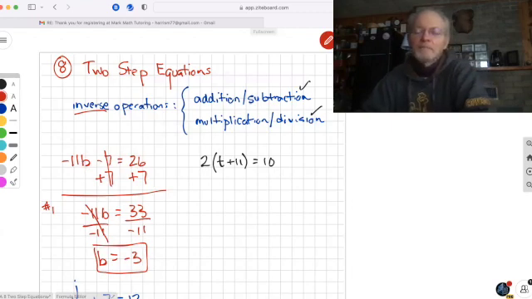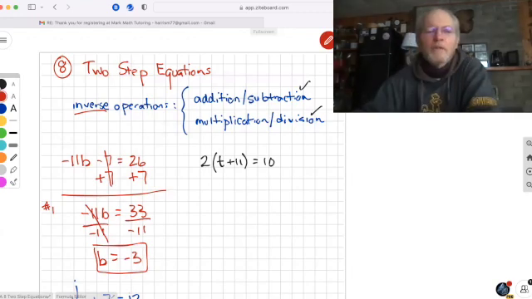minus 7 is 26. In the second one, we've got what looks like we could use the distributive property, and we could use it here. But in this case, 2 is being multiplied times the entire left-hand side of the equation, and there's just a single number on the left. So we can undo this first, multiplying by 2 by dividing by 2. So 2 over 2 is 1.